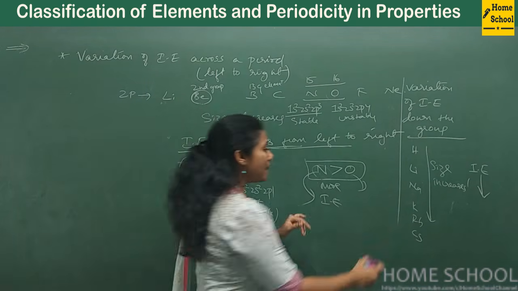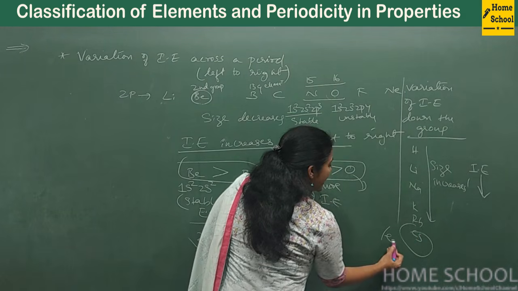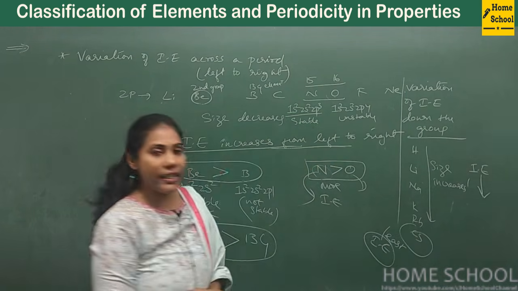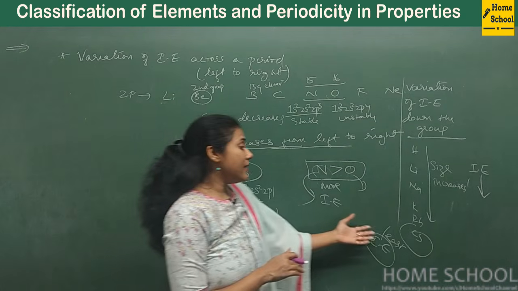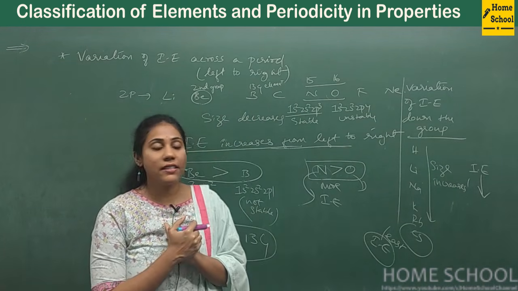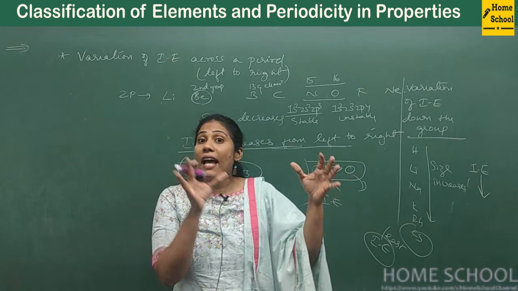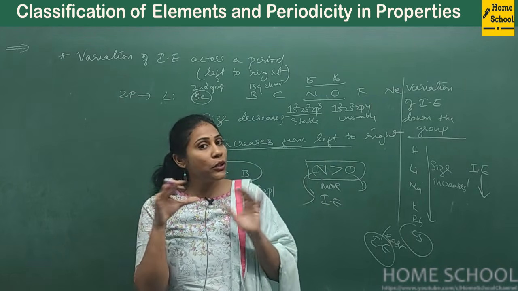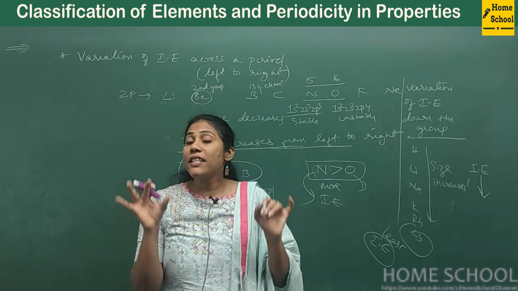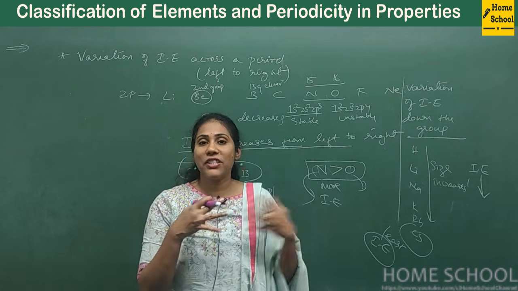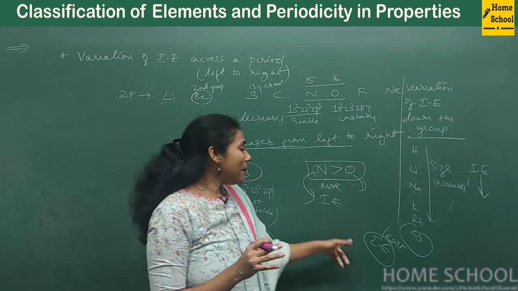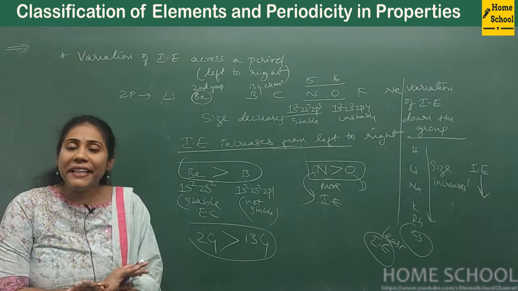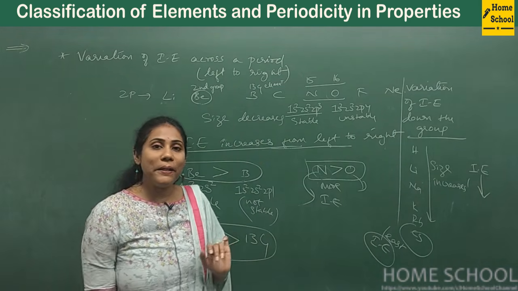Remember, cesium has the least ionization enthalpy, because cesium is larger in size. The larger the size, the last electrons are located very far away. They will not get much attraction from the nucleus. So it is very easy to remove such electrons. So remember, guys, cesium has the least ionization energy of any element in the periodic table.